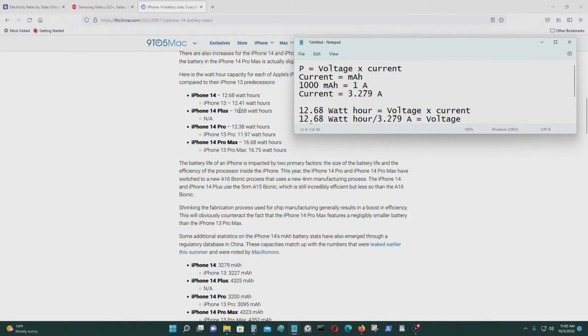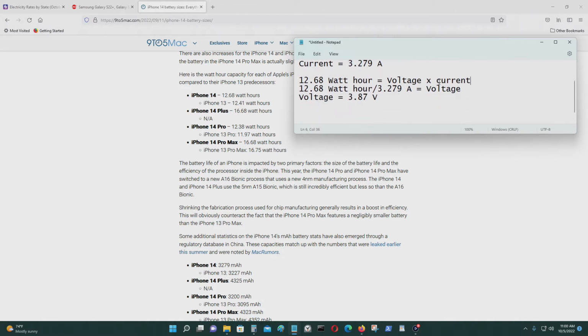And we just do this little algebra equation. Power, it says, is 12.68 watts, which is equal to voltage, which I'm trying to find out. I know what the current is. The current is 3.279 amps, and we solve for voltage. Just do this little algebra equation: 12.68 watt hours divided by 3.279 amps. So we get 3.87 volts.